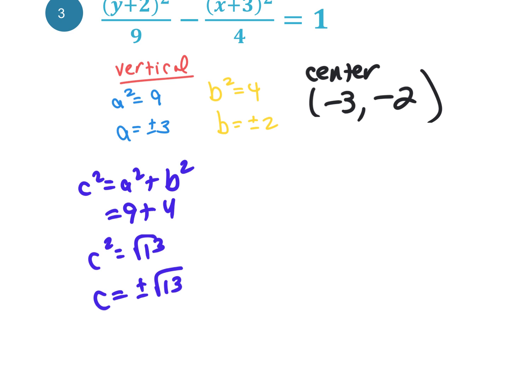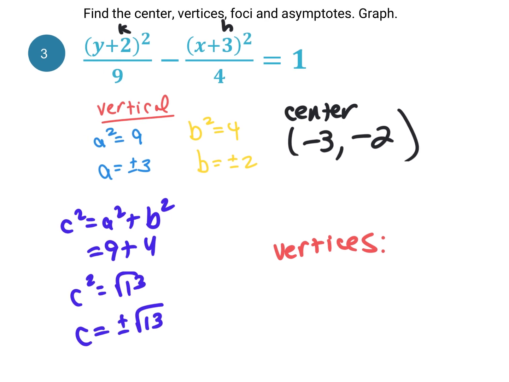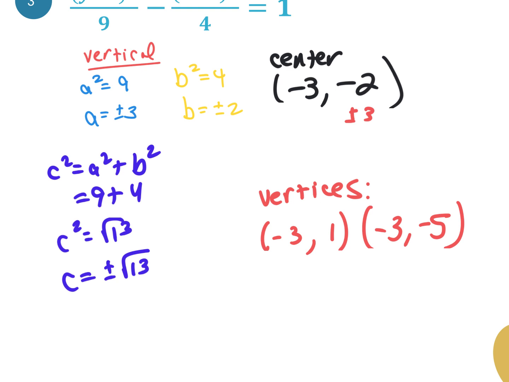So if mathematically you were asked to find the vertices, okay, let's find the vertices. I'm adding and subtracting what number? What's the distance from the center to the vertex? 3, the a. So plus minus 3 here. So my vertices are at -3, comma, 1 and -3, comma, -5. Okay, perfect.